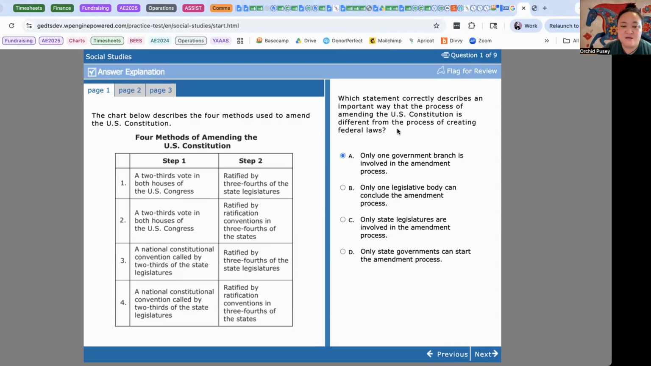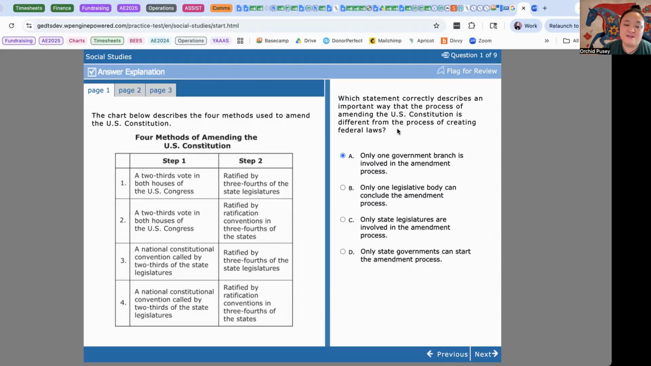All right, let's look at method three. Methods three and four clearly have a different step one than methods one and two. Method three, step one, is a national constitutional convention called by two-thirds of the state legislatures. That's step one, to have this National Constitutional Convention, a big meeting. Step two is that it then has to be ratified by three-fourths of the state legislatures. So that's the same as step two in method one.